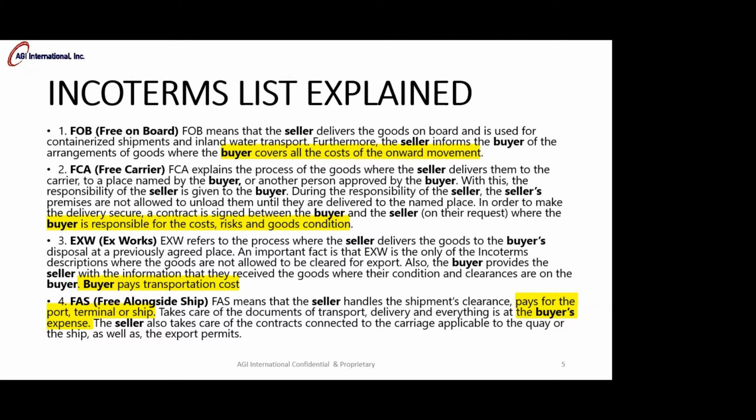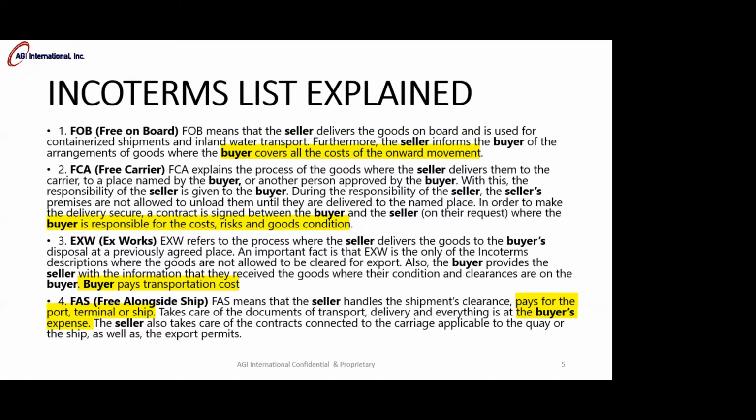stuff to the carrier. They put it in place of by the buyer or another person the buyer has designated, because sometimes there are organizations who are designated to handle your business in international companies or countries. The responsibility of the sellers is given to the buyer. Doing that responsibility of the seller, with the seller's permission, puts that in the delivery in the buyer's name in order to make sure the delivery is secure. They contact a signed contract between the buyer and the seller, and that's on request. But the buyer is responsible for the cost, the risk of all the goods.